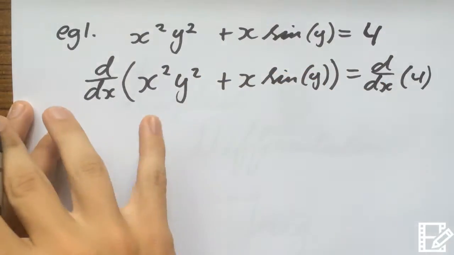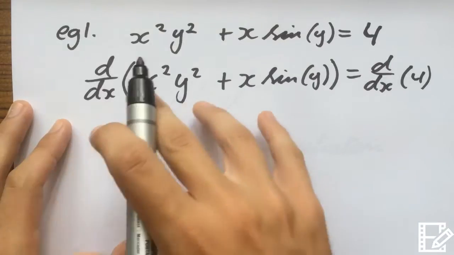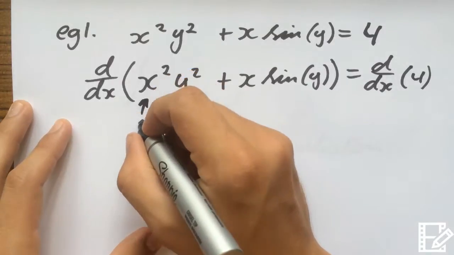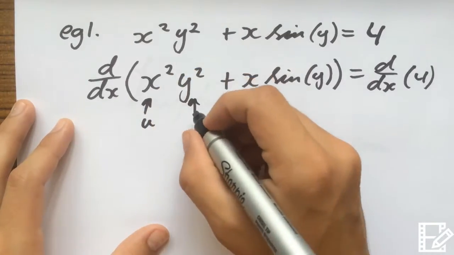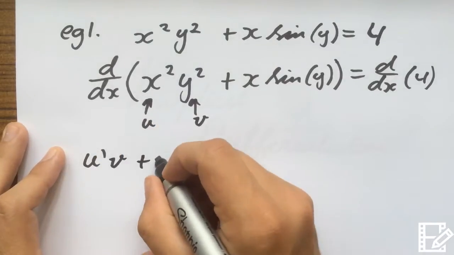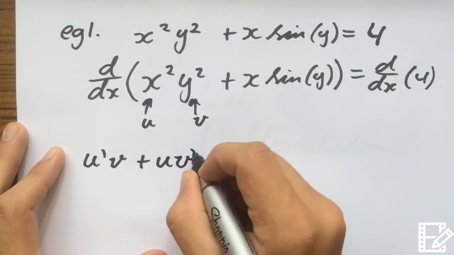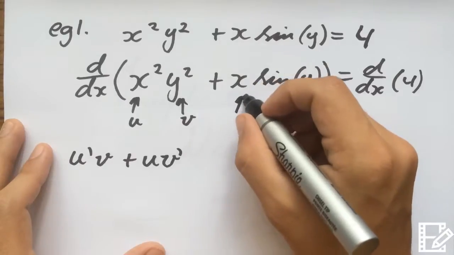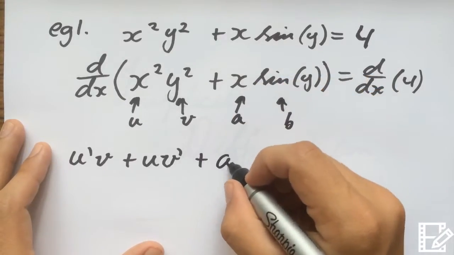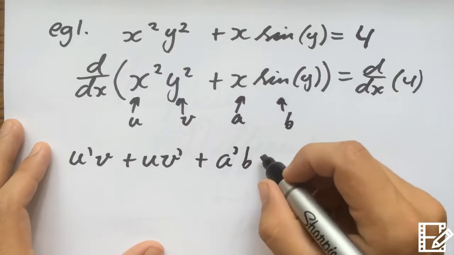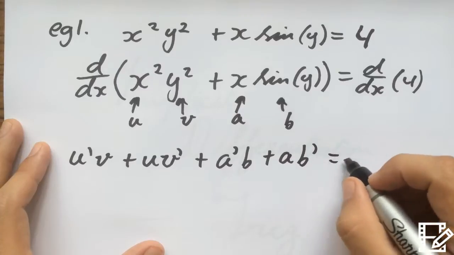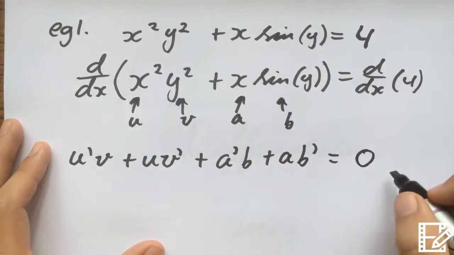So instead of writing out the derivative of that separately plus the derivative of that, I'm just going to save room and say we're going to call this u, we're going to call this v, and so the derivative would be u dash v plus u v dash. Then we're going to call this one a, and this one b. So we add the derivative of a multiplied by b plus a multiplied by the derivative of b, and that equals the derivative of 4, which is 0.